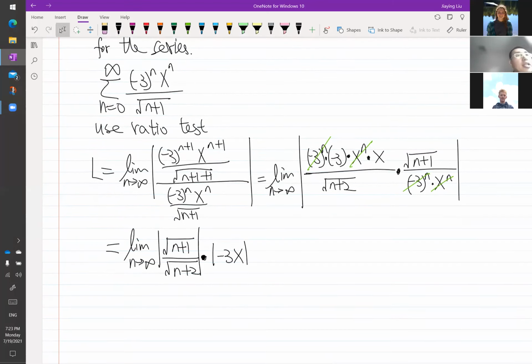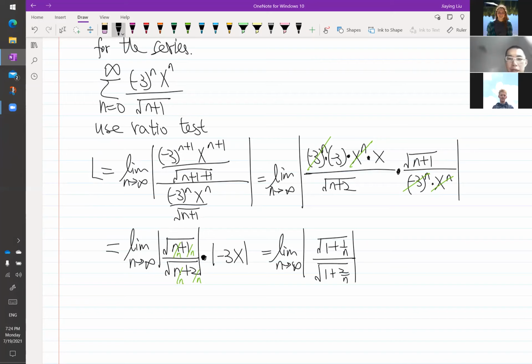And from here, we're going to take the limit as n goes to infinity. In the first absolute value in the square root, the numerator and denominator, I'm going to divide by n. And that will become just the limit as n goes to infinity of the square root of 1 plus 1 over n divided by the square root of 1 plus 2 over n. As n goes to infinity, both square roots will give you 1.